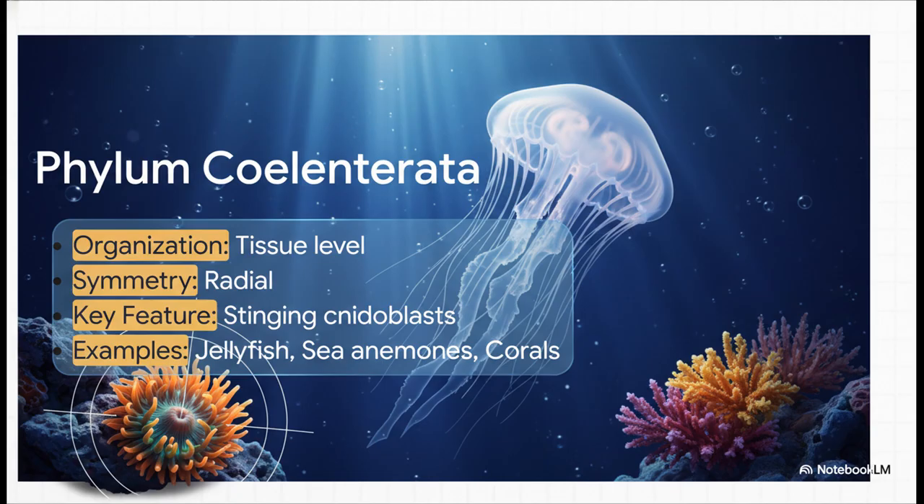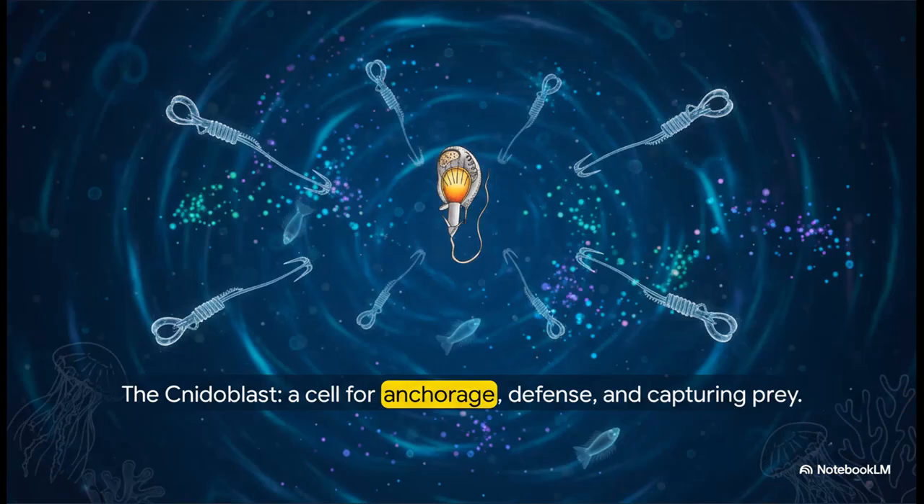Moving up the tree, we find the cnidarians. This group includes jellyfish, sea anemones, and corals. They're a definite step up in complexity, with true tissues and that classic radial symmetry we talked about. But what really, truly sets them apart is their unique and powerful secret weapon, these incredible stinging cells. And here it is, the cnidoblast. This tiny, complex cell is basically a microscopic harpoon. When it's triggered, it fires out this barbed, often venomous thread to stun prey, defend itself, or just anchor onto a rock. It's a truly amazing piece of biological engineering, isn't it?